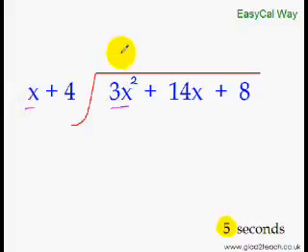3x squared divided by x will give us 3x. Put minus 4 here. Minus 4 times 3x is minus 12x. Minus 12x plus 14x will give us plus 2x. So we'll put plus 2. We are done. This is our quotient.